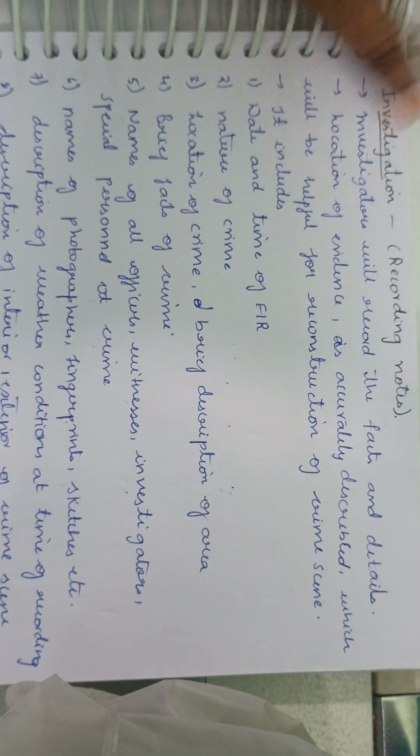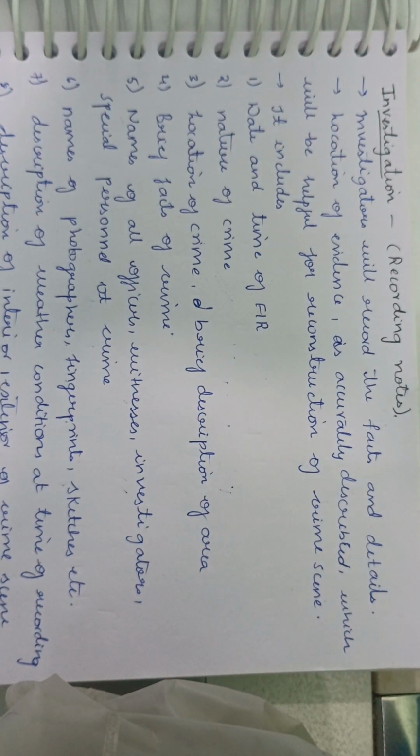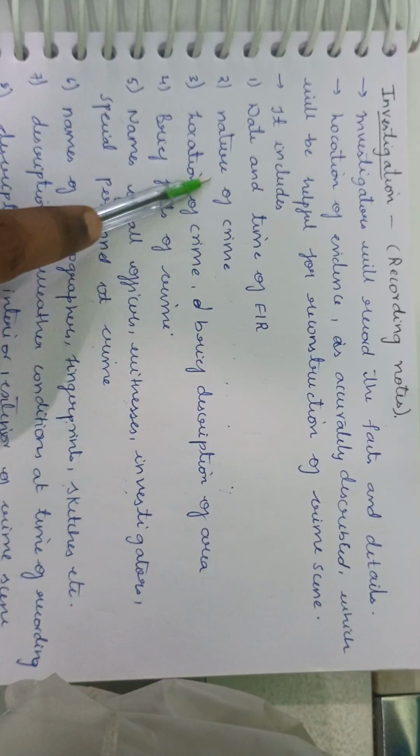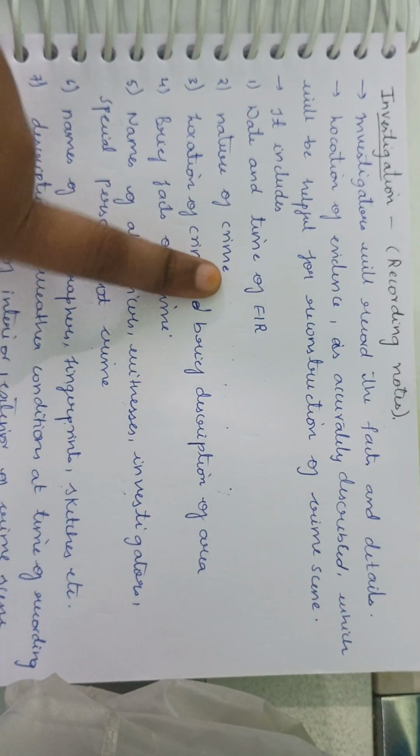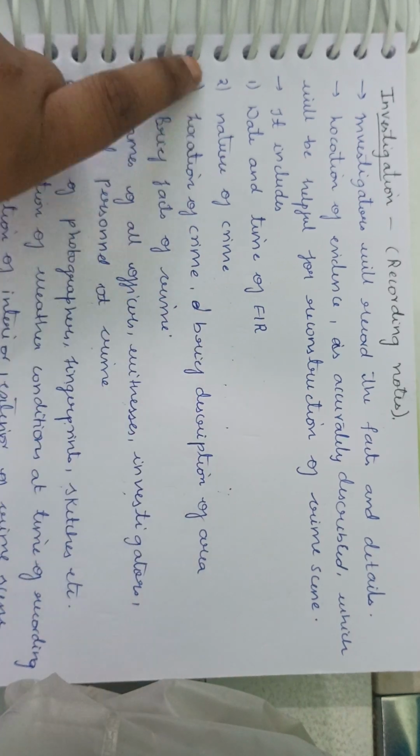Then, the location of evidence has to be accurately described and not approximate, which will be helpful for the reconstruction of the crime scene. Then the recording notes should include some of the most important things, like date and time of FIR, nature of crime, whether it is an indoor crime or outdoor crime, or what kind of crime it is, a hit and run case or car accident. Those things you have to record here.